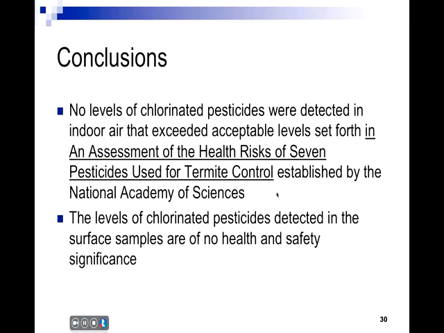So our conclusions were that no levels of chlorinated pesticides were detected in the indoor air that exceeded acceptable levels set forth in an assessment of health risks of 7 pesticides used for termite control established by the National Academy of Sciences, and the levels of chlorinated pesticides detected in surface samples are of no health and safety significance. So this is kind of an introductory lecture on exposure assessment with some guidelines on how to do it and an application of an example of something that I actually did at one point.